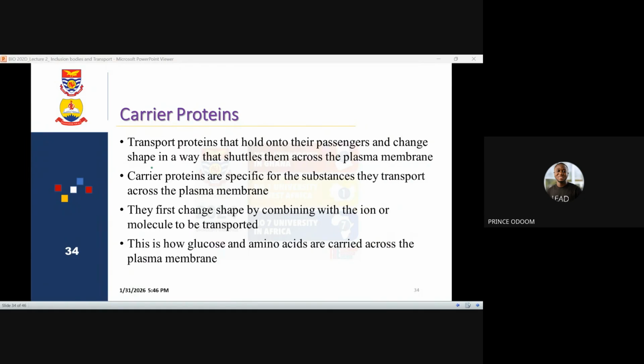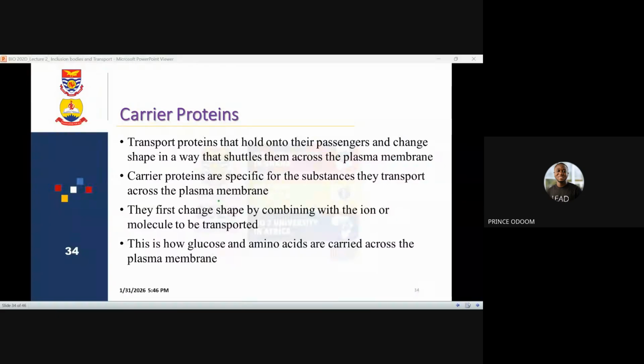So transport proteins. Assuming you have a round gate, will a star-shaped object be able to pass through it? No, sir. No. Are we getting it? So there are some instances where the shape of the molecule matters. Some molecules have different shapes, and because of the shape they have, they will not be able to pass through.